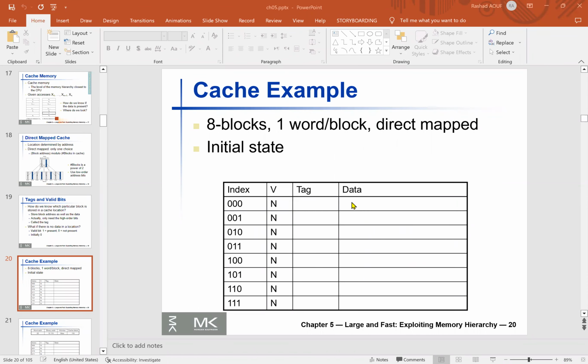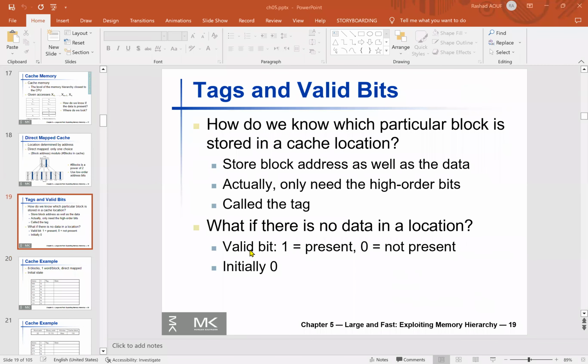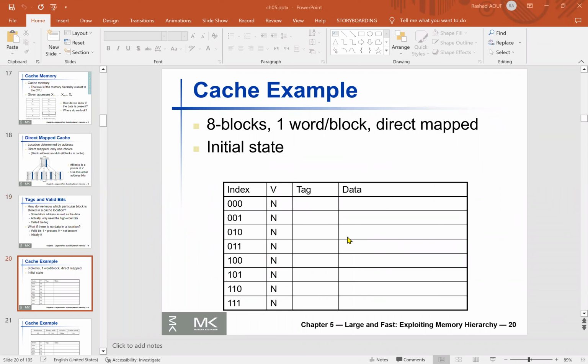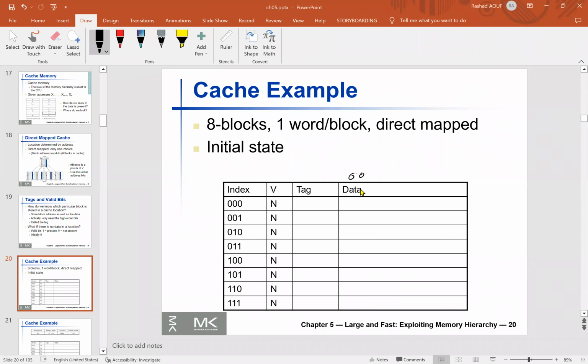Let me show you the example. Valid bit 1 means present, 0 means not present. Then a tag, the tag and the data, as I showed you before. Here we took it as one block, one word per block. So in this case, we have 8 blocks, starting from 000 to 111.